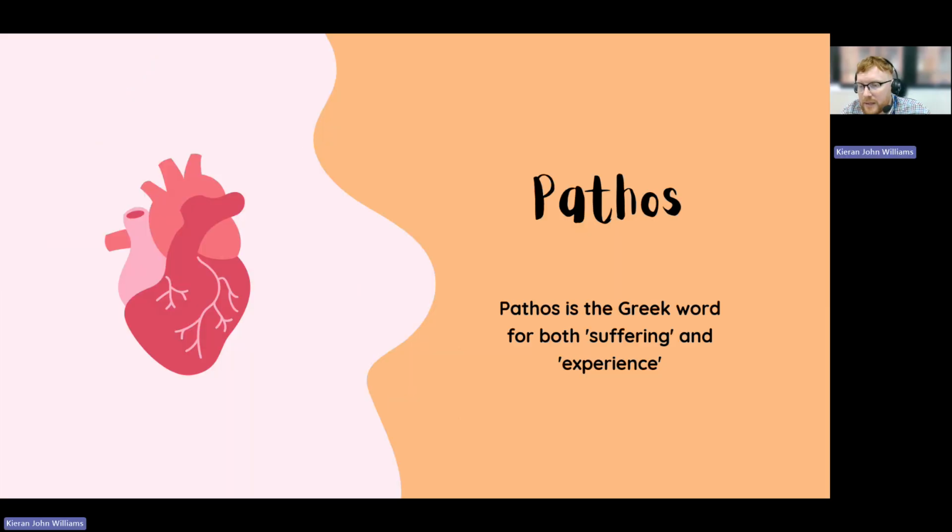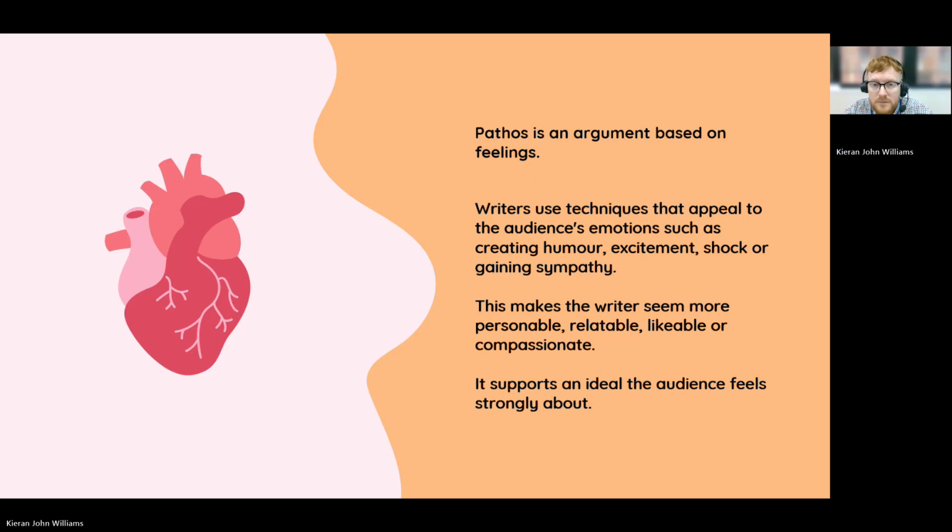So the third one we're going to have a look at is the idea of pathos, which is both the idea of suffering but also experience. So pathos, this appeals to emotions. Now remember, humans are not purely logical beings. We're not all computers. We are emotional beings. So pathos works by creating feelings such as sympathy, pride, anger, excitement, or even guilt. They are all strong in how they persuade us to do things.